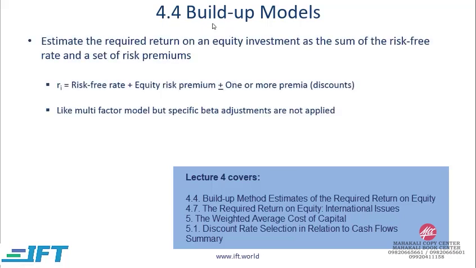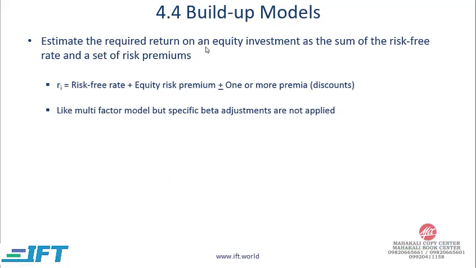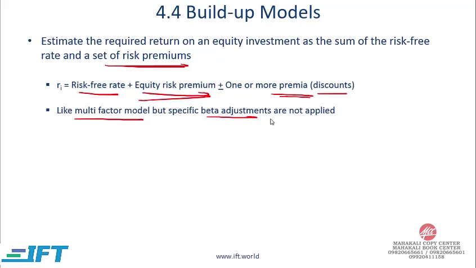Next, we come to build-up models, and these are quite straightforward. Here we estimate the required return on an equity investment as the sum of the risk-free rate and a set of risk premiums. So we have the risk-free rate, the overall equity risk premium plus or minus one or more other premia or discounts. This is like the multi-factor model, but specific beta adjustments are not applied. So we just have the overall premium. We don't have the factor sensitivity multiplied by the factor.